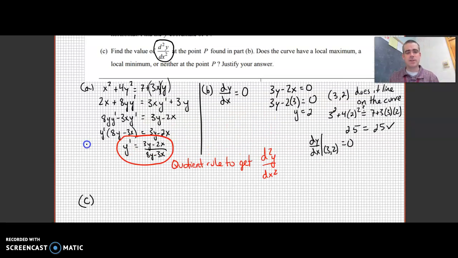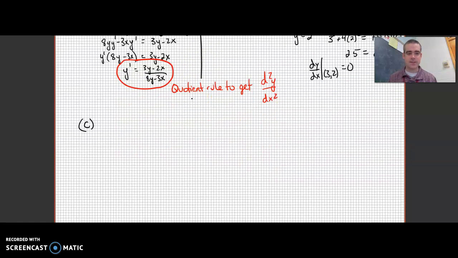Please note, by the way, I should have mentioned this. If you tried to do this problem on your own, this question is asking, does the curve have a local max, a local min, or neither? That's not a question that you are able to answer yet. About a month from now, you'll be able to answer that rather easily. But for now, we're just going to find the value of d2y/dx squared at (3, 2). So first, let's find that second derivative.